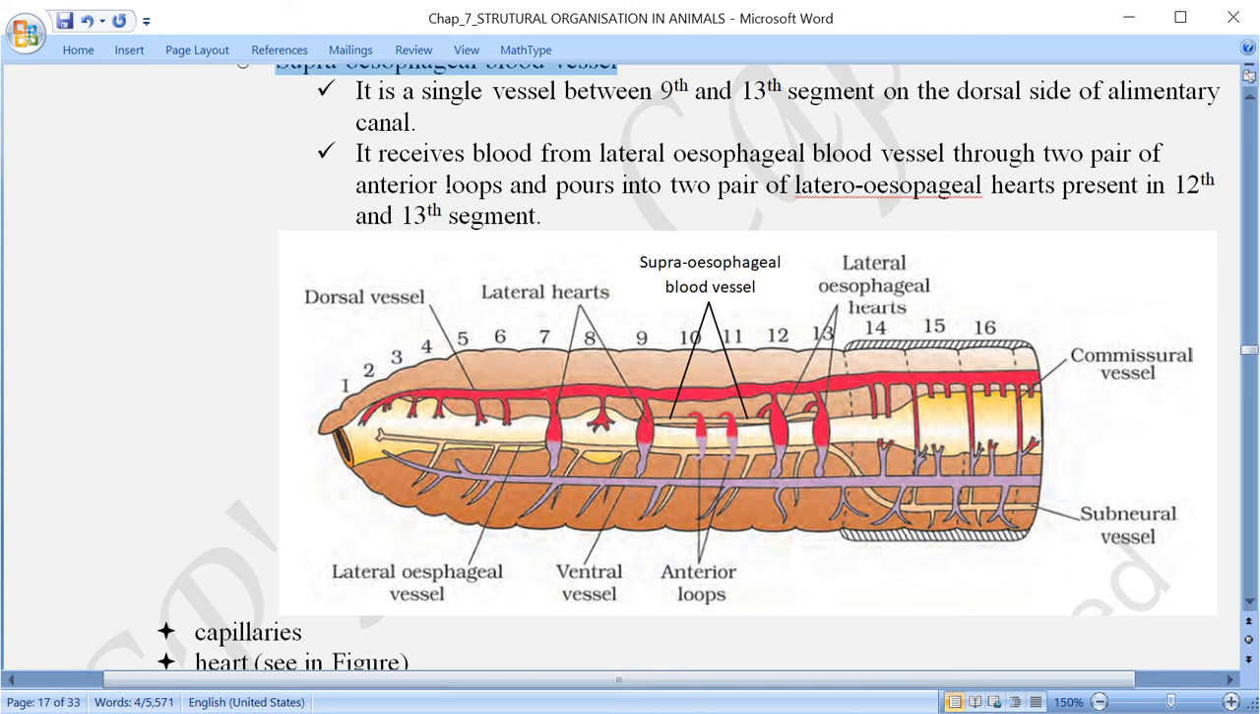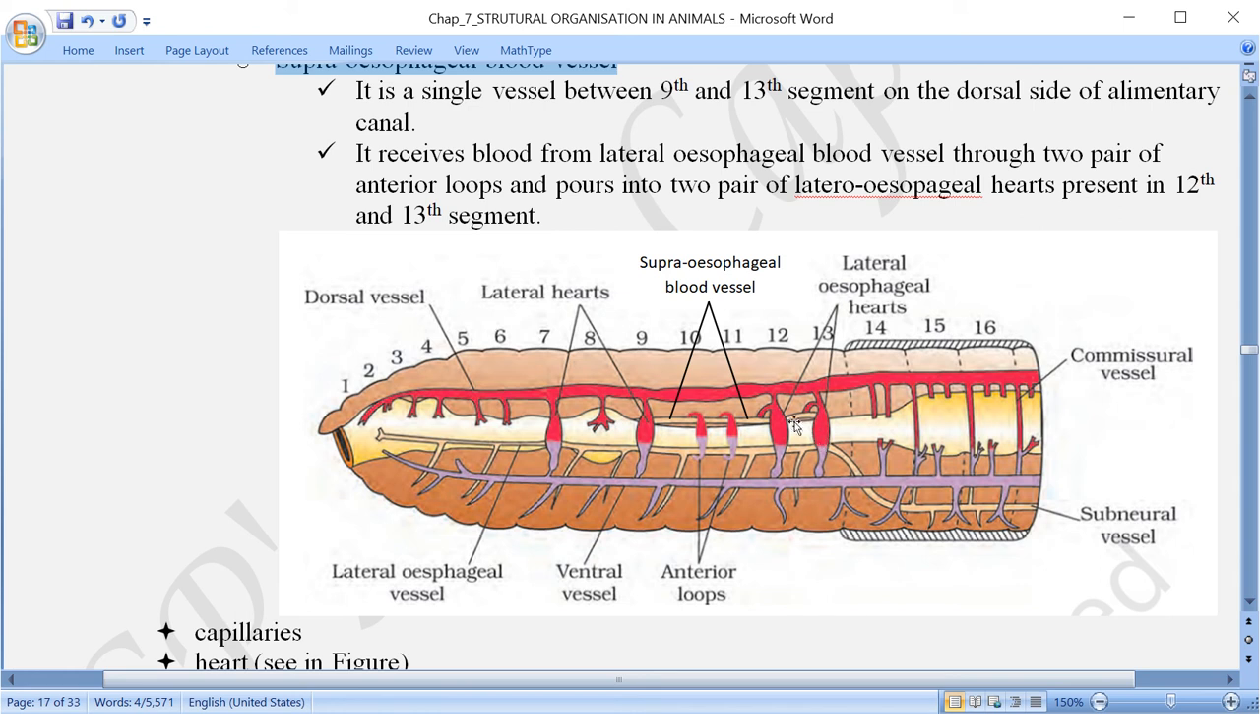Now, what it does, it receives the blood from lateral esophageal blood vessel. Lateral esophageal blood vessel ये यहाँ पर है, तो यहाँ से वो blood receive करते हैं. It receives the blood from the lateral esophageal blood vessel through two pairs of anterior loops, and then takes the blood and pours into lateroesophageal hearts. Lateroesophageal heart is this one. You can see lateral esophageal heart is here. तो यहाँ से blood लिया और फिर जो है lateral heart में पोर कर दिया, यानी कि सप्लाई कर दिया.